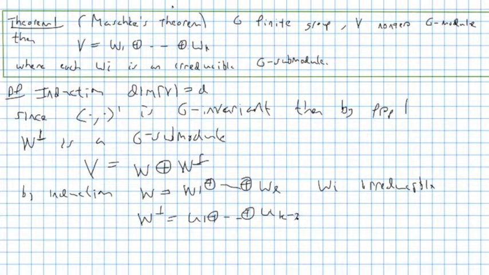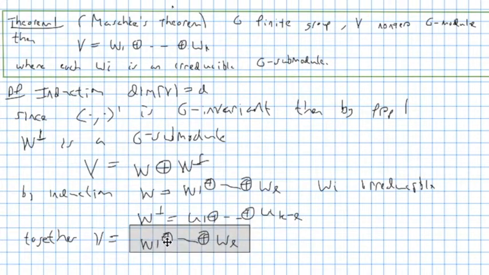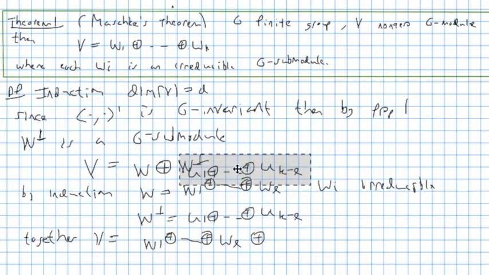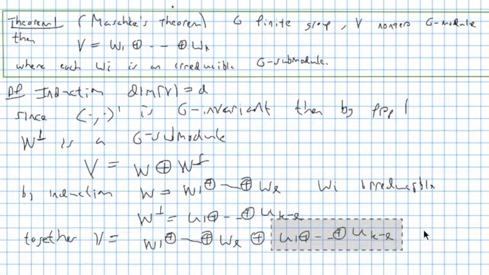So let me call this K minus L. Okay, so together, V decomposes as a direct sum of irreducibles, the ones from W and the ones from W perp. Both the Wi's and the Ui's are irreducible. And this finishes the proof.